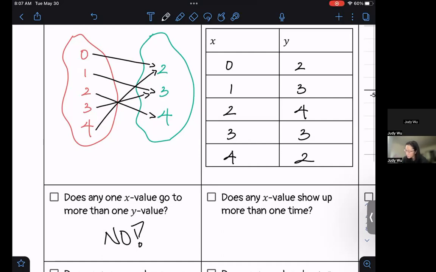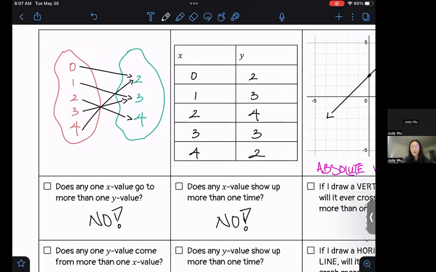All right, in our table, does any x value show up more than one time? A quick glance here. We have 5 different numbers. So no, we do not have any x values that show up more than one time. Now, so far, this is good. Our answers agree, which is important. And this is telling us so far that what we have is not just a relation, but it is also a function.